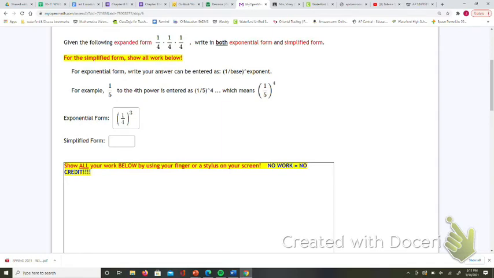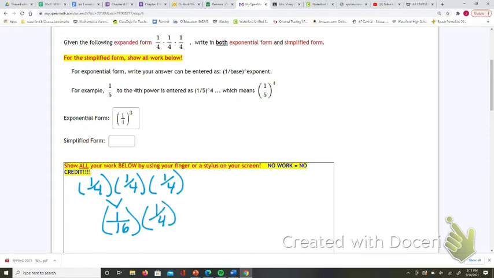Now we're ready to do the work. So we write 1/4 times 1/4 times 1/4. Okay, now we multiply the 1/4 times the 1/4. 1 times 1 is 1. 4 times 4 is 16. Times 1/4. Okay, now we multiply those. 1 times 1 is 1. And then 16 times 4.